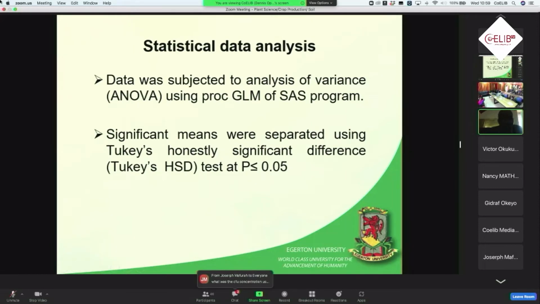Data was subjected to analysis of variance using PROC GLM of the SAS program, and those means which were significant were separated using Tukey's honestly significant difference test at P less than or equal to 0.05.